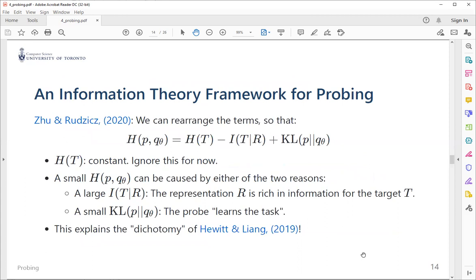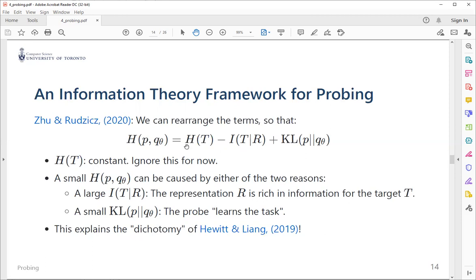But let's first look at whether we should look at the KL terms in the first place. So let's rearrange the terms a bit. Let's move the mutual information term, the mutual information between T and R, to the right-hand side and the cross entropy to the left-hand side. And yeah, there is a typo. It should be the mutual information between T and R, not T given R. There are two typos here. I will correct the slides later.